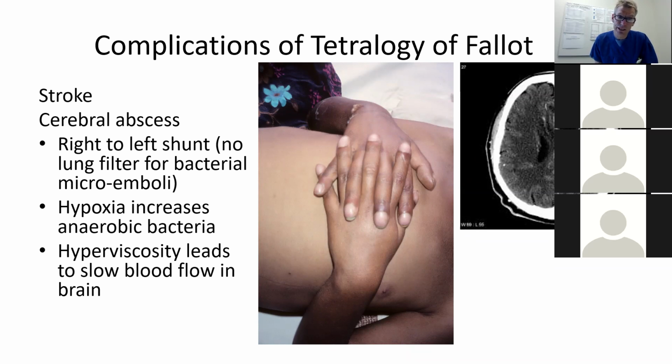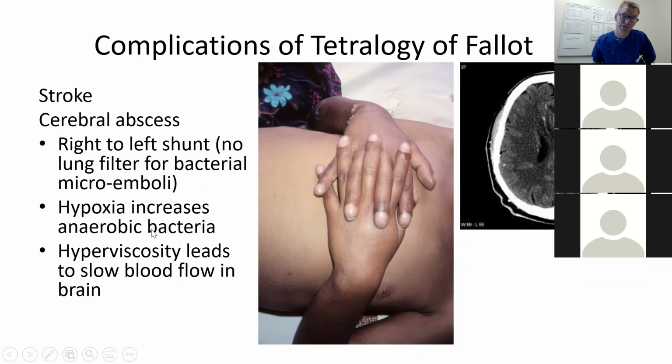And especially if they get little infected microemboli, like if they're, say, brushing their teeth and they get some bacteremia, or if they've got a tooth abscess or something like that and that leads to bacteremia, then they can get the bacteria going directly to their brain. And so strokes or cerebral abscesses are relatively common in children with Tetralogy of Fallot who don't get a repair early in life. And part of that is the right to left shunt because their lungs don't filter out the bacterial microemboli.